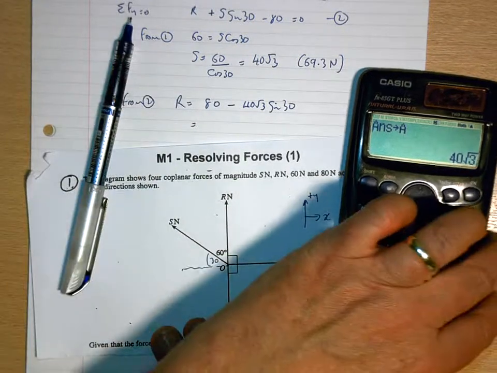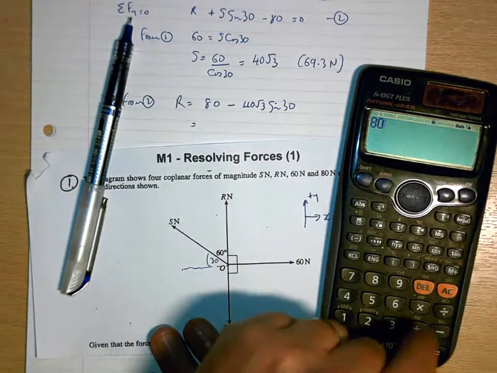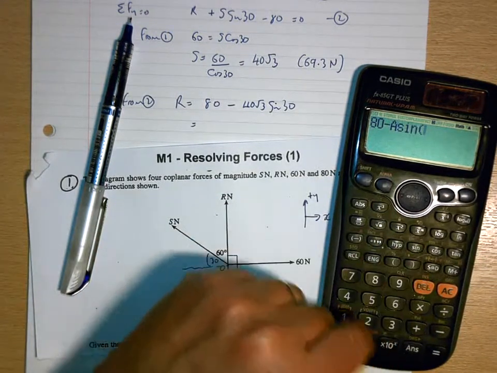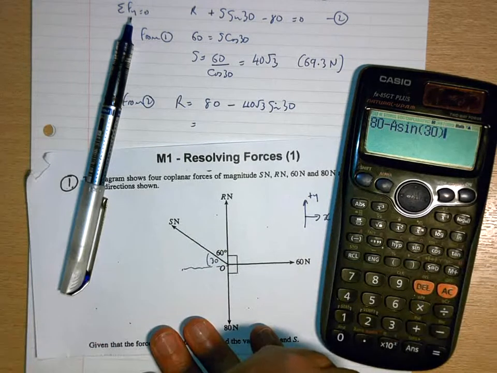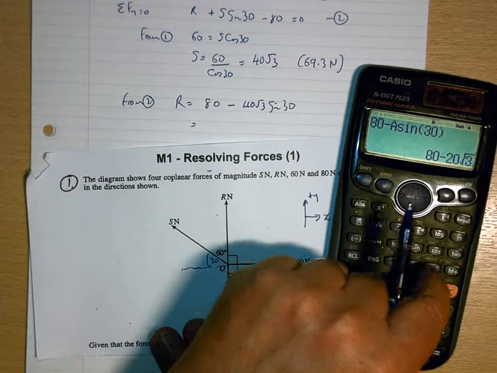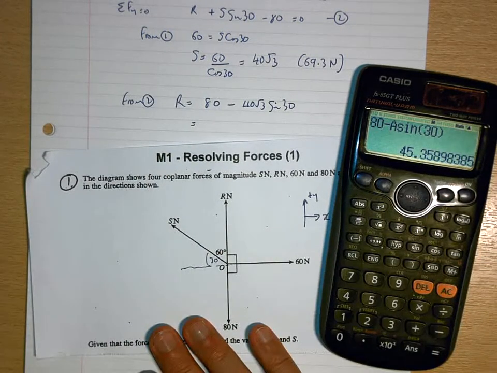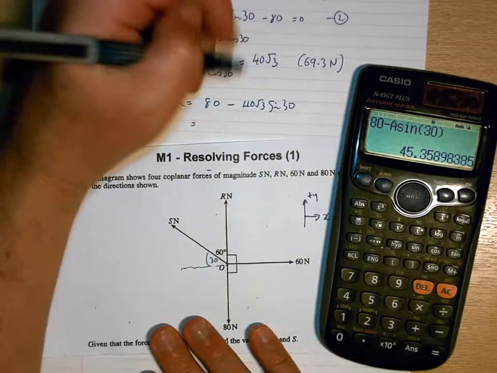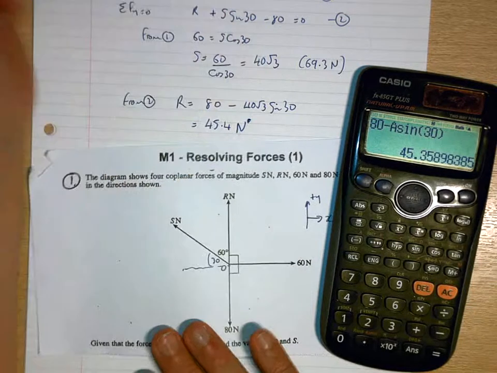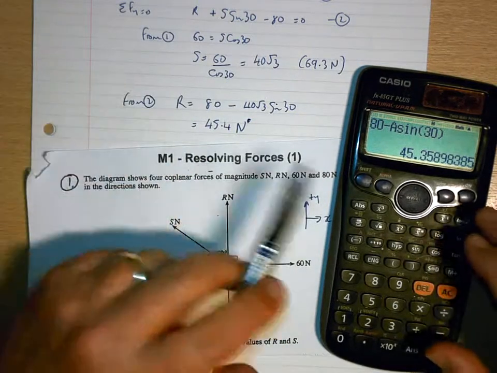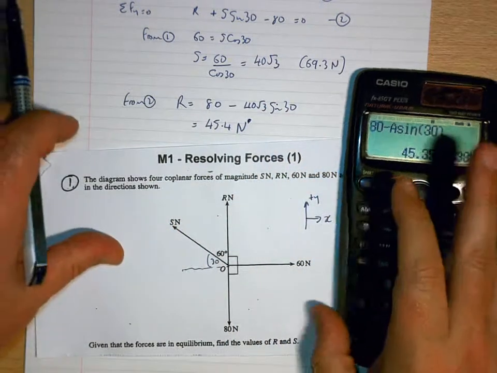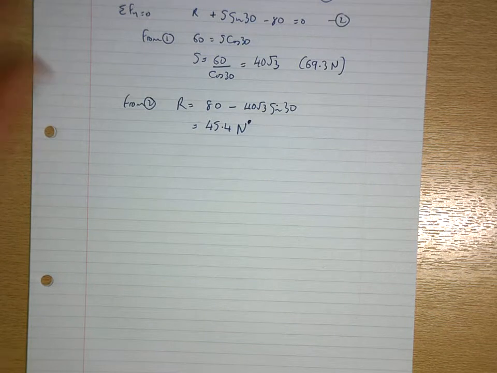So now I can type that into my calculator as 80 take away alpha A sine 30 close bracket equals 80 minus 20 root 3, which is 45.4 newtons, sorry, not degrees. Okay, so if you are rounding something off, make sure you keep the original in your calculator. So that's question 1.